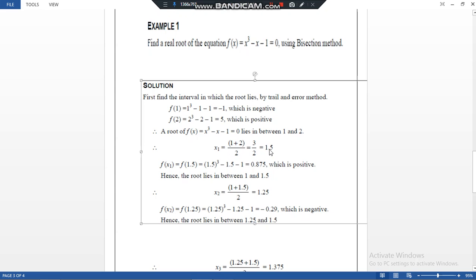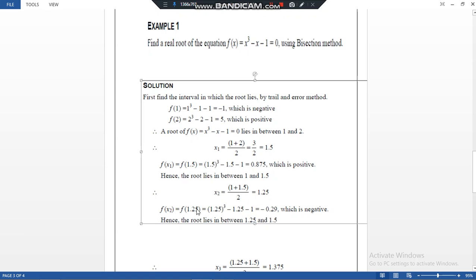Now we have to see the nature of our function at the point 1.5. So f of 1.5 gives the value 0.875, which is positive. Hence our next approximation will lie between 1 and 1.5. At point 1.5 the function is positive, as you can see here. At point 1 the function is negative. So our next approximation will lie between these 2 points. So x2 is the average of these 2 points, which equals 1.25.